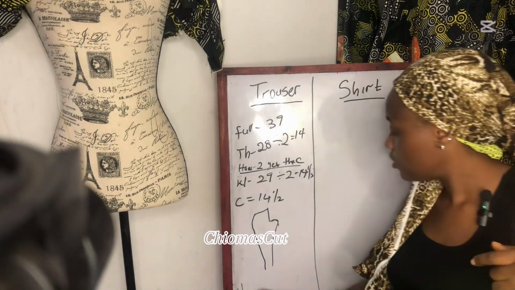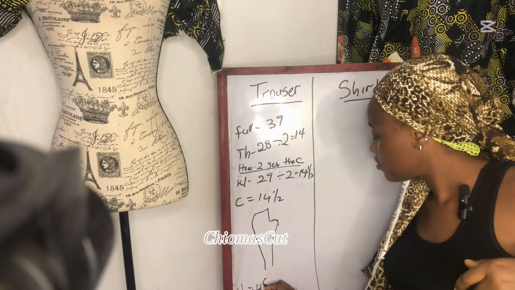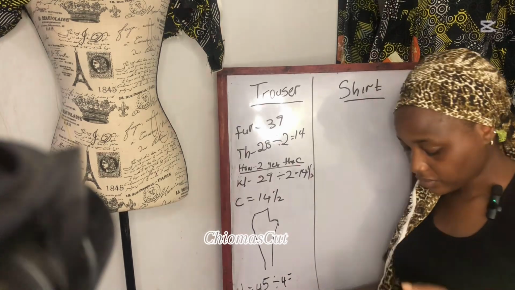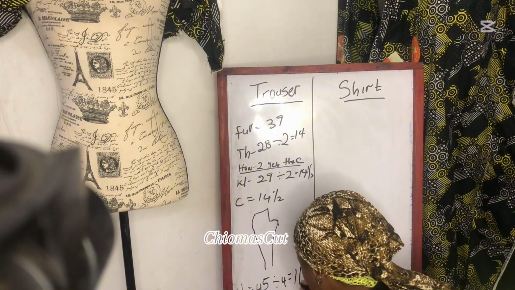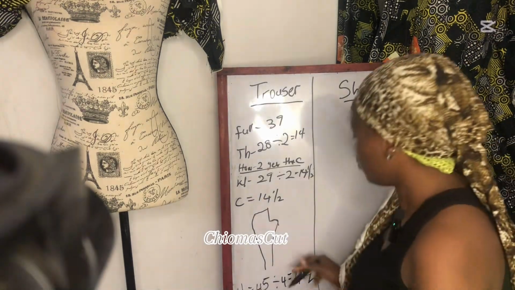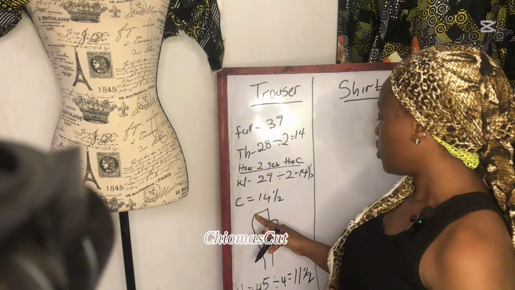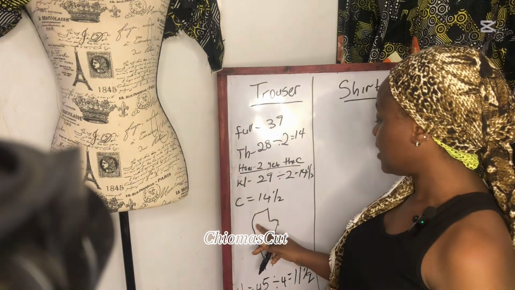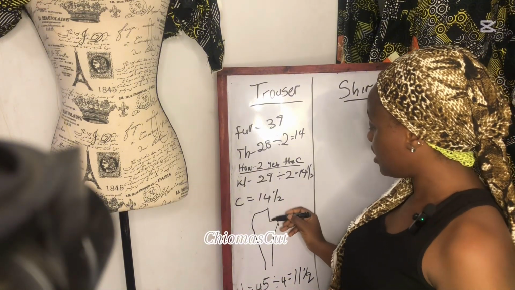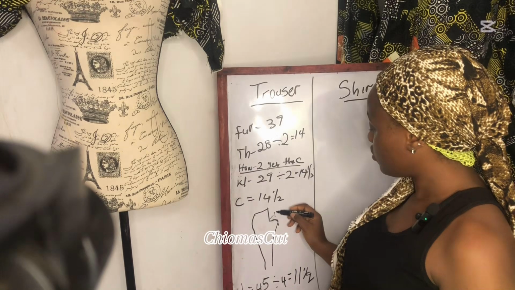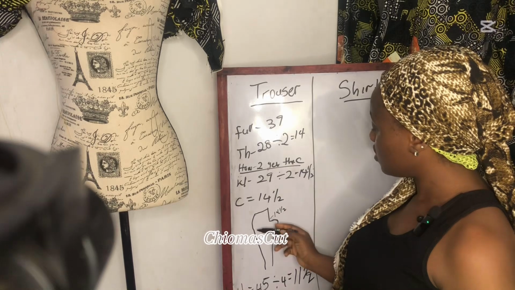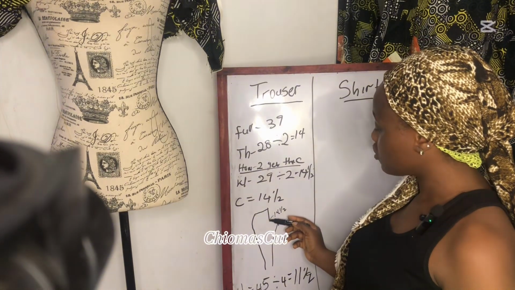Our hip is 45. 45 divided by 4 will give me 11 1/4. So you see, first you take your hip measurement, and then you come down by this crotch measurement here. This side is 14 and a half. Then after you've taken your crotch measurement, you now take your actual hip measurement.